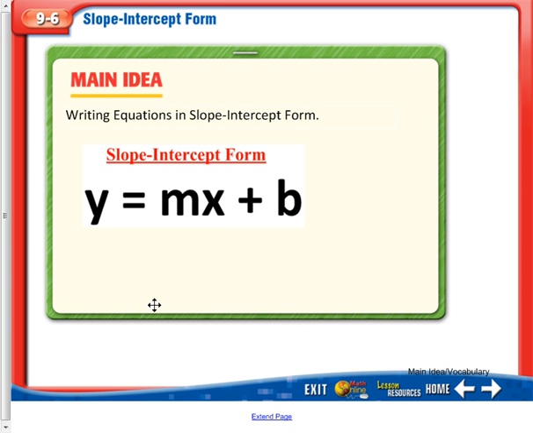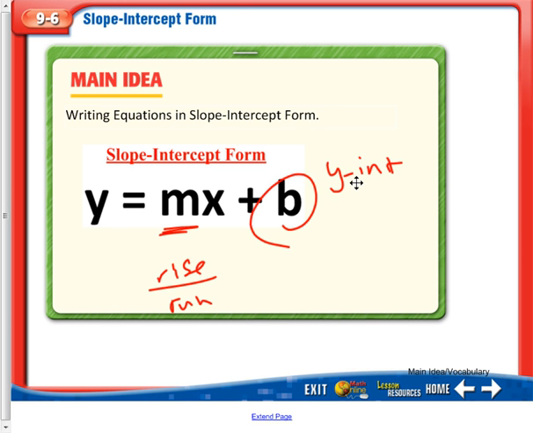Lesson 9.6.2. All we're talking about today is y equals mx plus b. Think of that rap that we listened to earlier in the year. M is the slope, b is the y-intercept, and this is slope-intercept form. It's really nice to use this form because we know exactly what the slope is, rise over run, and we know exactly what the y-intercept is just by looking at the equation.